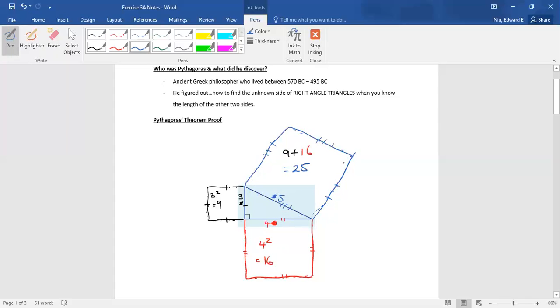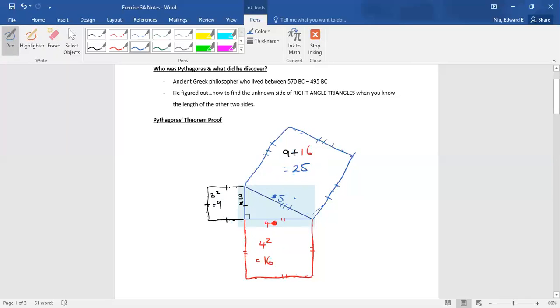So that's how he stumbled upon the right angle triangle theorem, or the Pythagoras theorem, named after himself. He imagined there were squares branching off the two smaller sides, and if you added the two smaller squares' areas together, you actually get the area of the larger square, and when you get the area of the larger square, you square root to get your length.